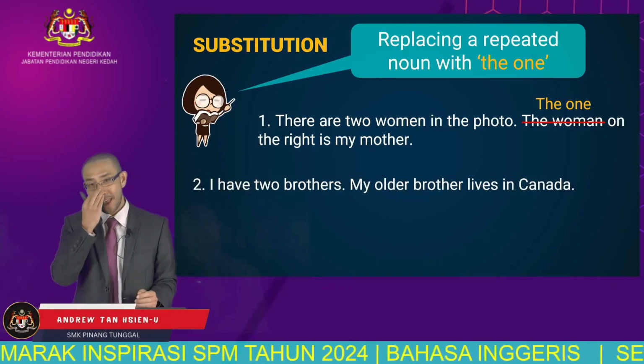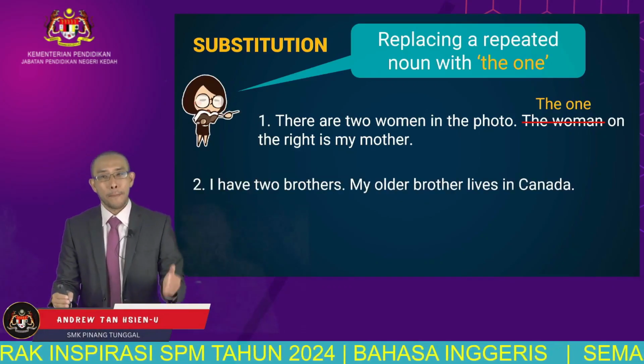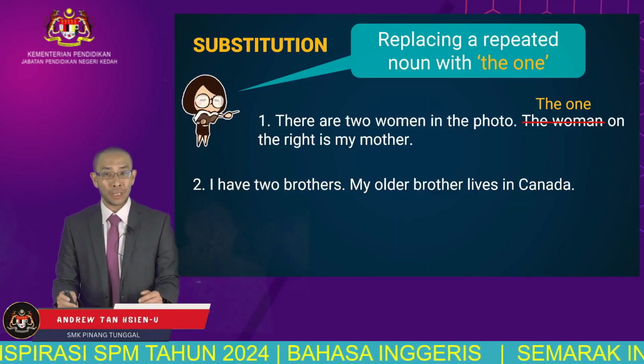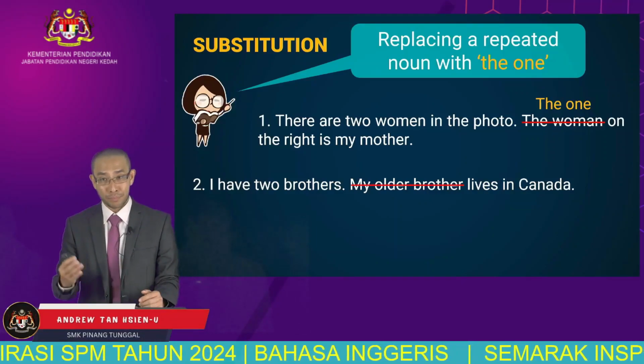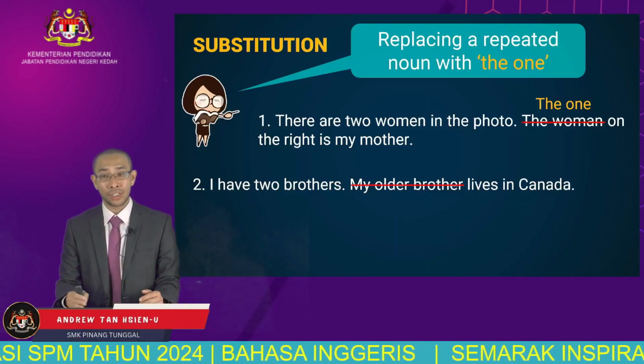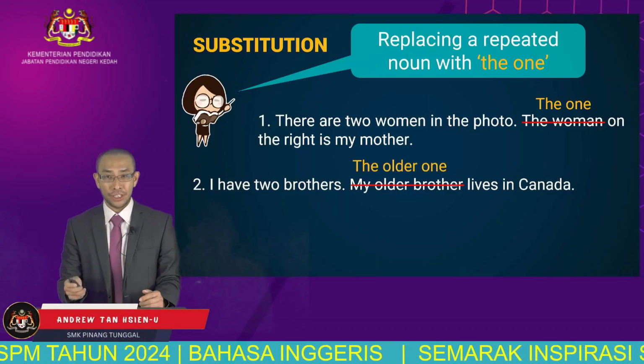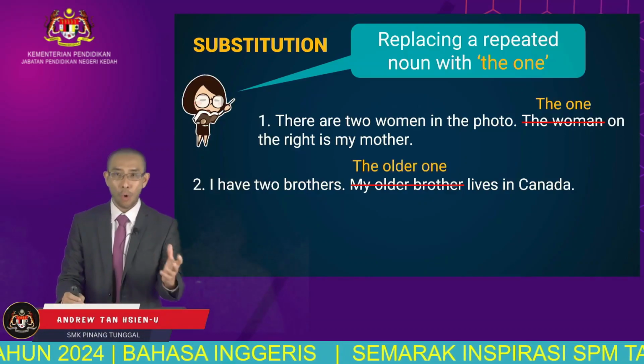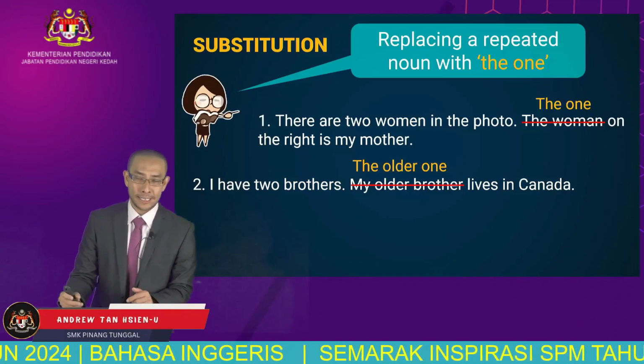Number 2, I have 2 brothers. My older brother lives in Canada. What is the repeated noun here? Very good, brother, my older brother. So I'm going to scratch it off and change it to the older one. I have two brothers. The older one lives in Canada.